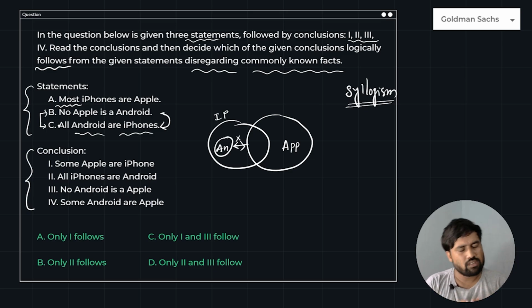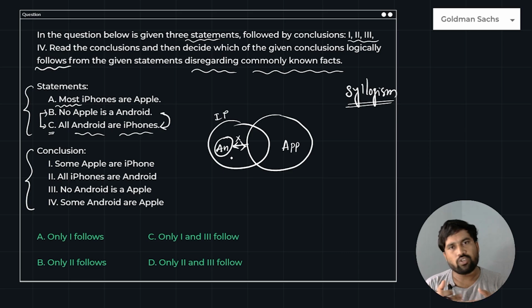But don't get confused. It's easy. For example, if you read this data in reverse order, just look here. Most iPhones are Apples, so iPhones and Apples have an intersection. Read the third statement once. All Androids are iPhones means Android is simply a subset of iPhones. And no Apple is Android, so you draw a cross mark between those two sets.